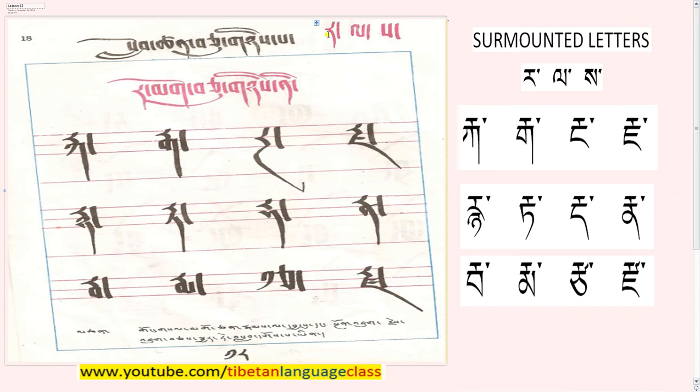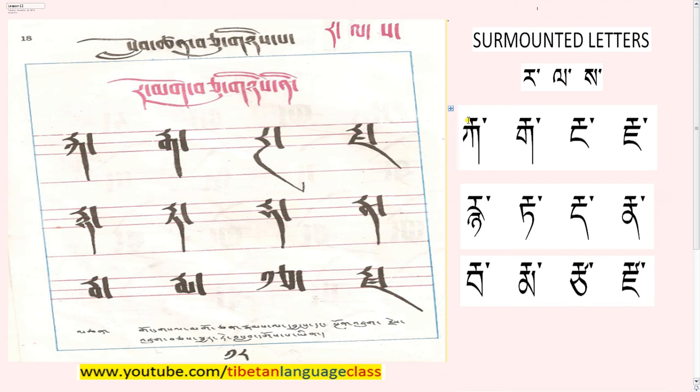Over here we have the same letters in Ume, and over here in Uchen. Today we're just going to do the first one, which is Rango, Ra. This letter goes on 12 different letters: Ka, Ka, Nga, Cha, Nya, Ta, Ta, Na, Pa, Ma, Za, and Za.